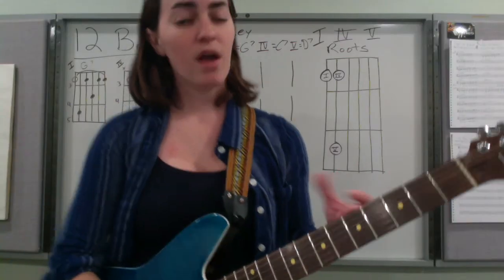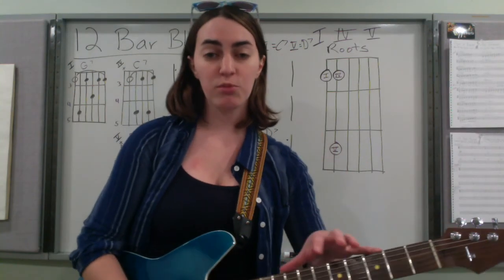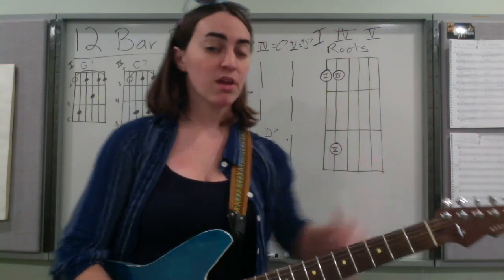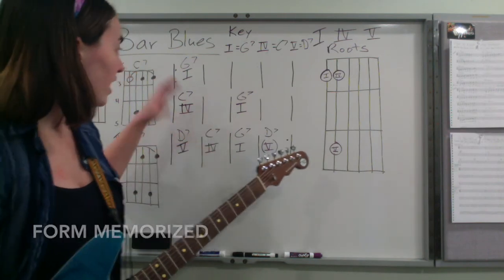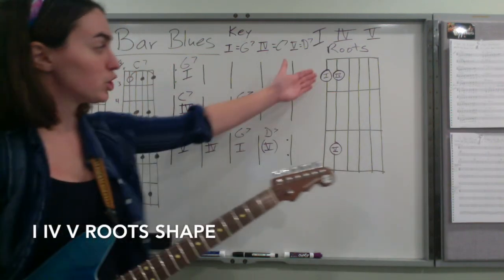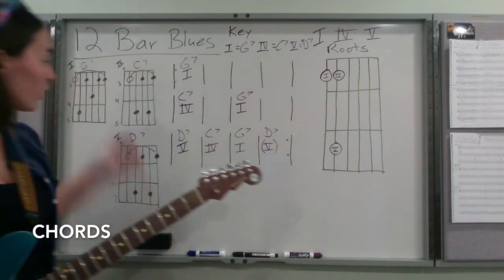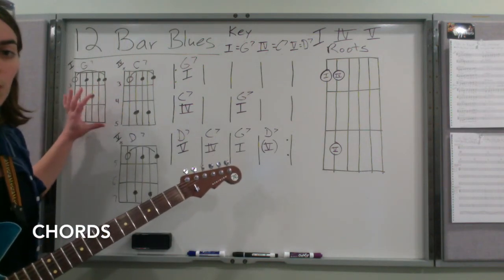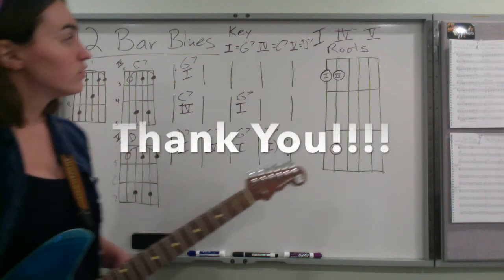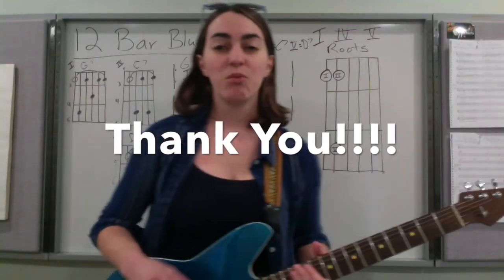So really, after going through this process a couple times, breaking it down step by step like we did, you'll have this memorized in no time. You'll have the blues form memorized, you'll know the shape of the roots for the 1, 4, and 5, and you'll know what chords to go with them as far as your bar chords go as well. So I hope you all enjoyed this lesson today, and we'll see you next time.